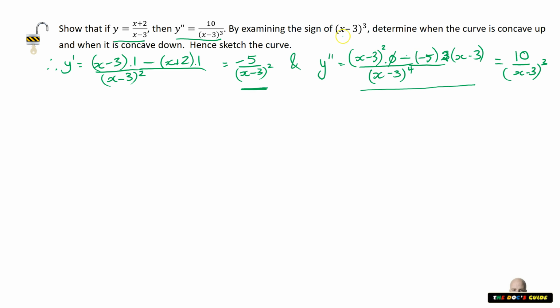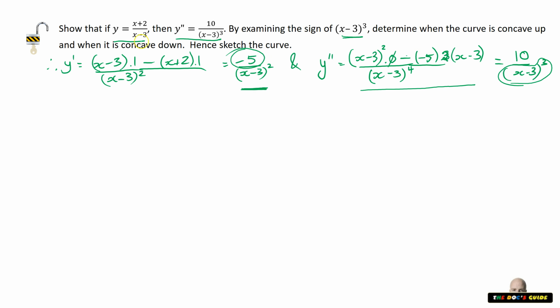Now it then says by examining the sign of x minus 3 cubed, because that's the only part that can change, determine when the curve is concave up and when it's concave down, and sketch the curve. And of course we can't have a point where we've got y double dashed equal to 0 because the top is 10. So no potential horizontal point of inflection there, and in fact there's no stationary point because there's no possible value of x which will make the top line of y dashed equal to 0.